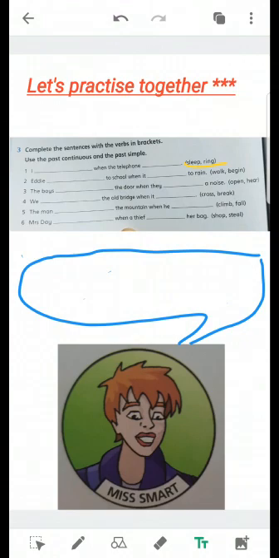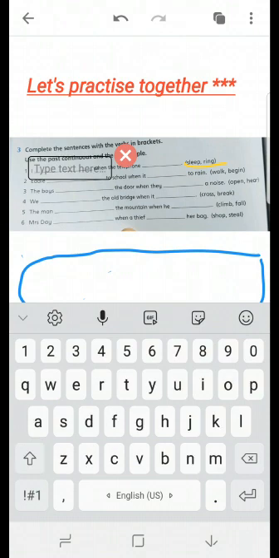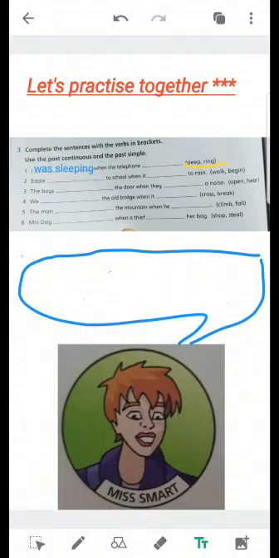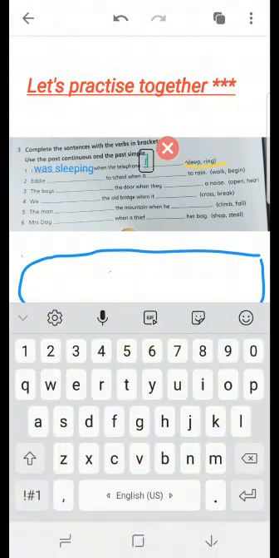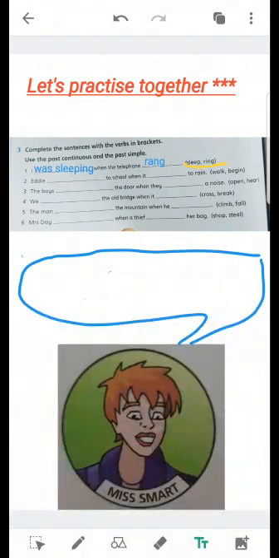So I write here, when I was sleeping. Good. The telephone, the simple past of the verb ring is rang. Okay, so I was sleeping when the telephone rang.